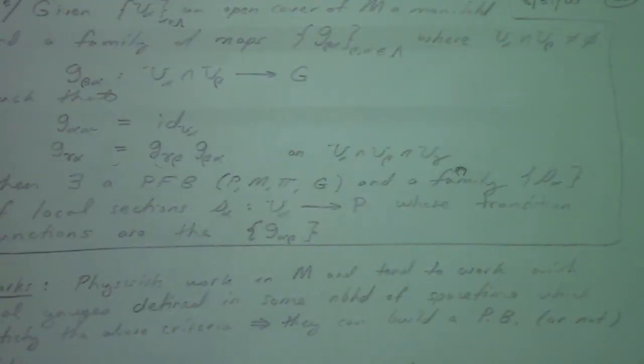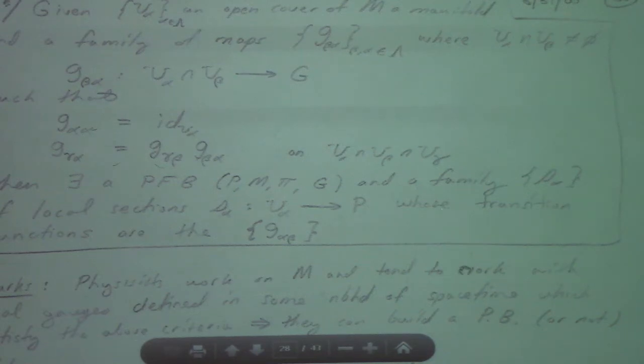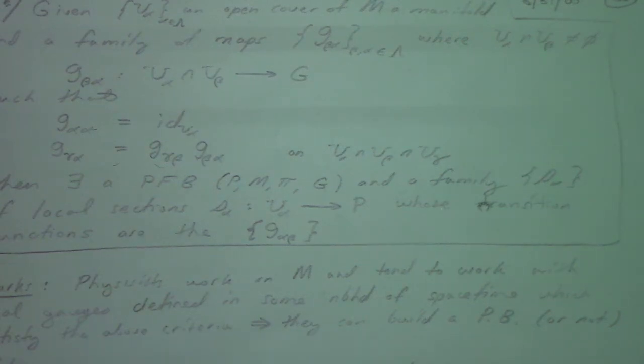Remark. Physicists work on M. They tend to work with local gauges defined in some neighborhood of spacetime, which are to satisfy the above criteria. So then they can build a principal bundle or not. In other words, physicists will say that these conditions are met for the gauge functions because of physical reasons. Yes.